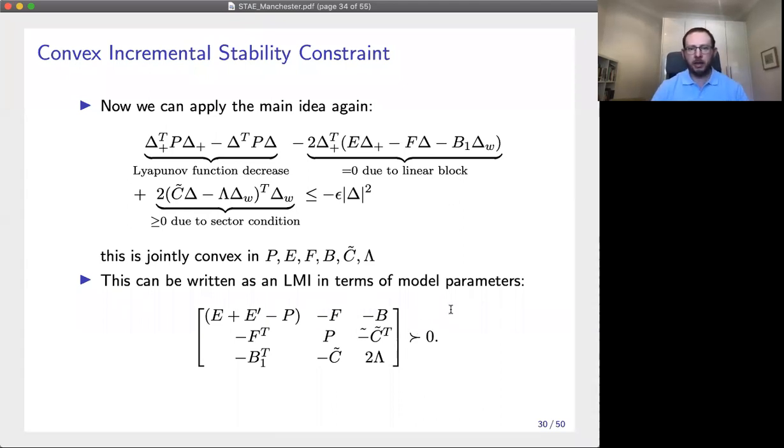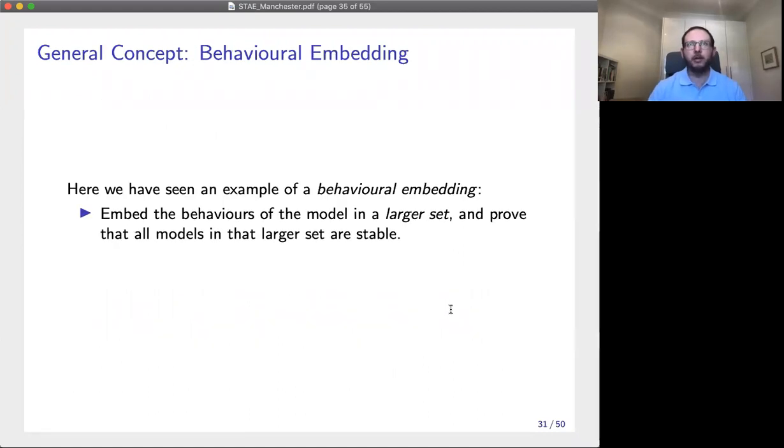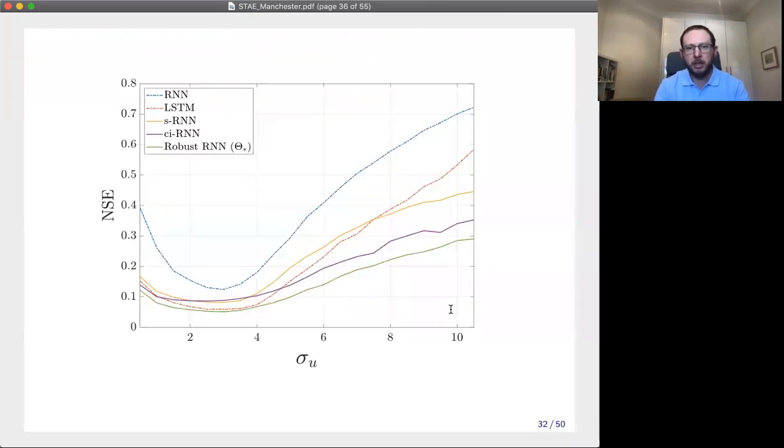Okay, so that's basically how we do it. The new thing compared to the linear case is that we've introduced what could be called a behavioral embedding. So basically, we embed the behaviors in the model in a larger set and prove that all models in that larger set are stable. And this is just some examples comparing our model, which we call robust RNN, in the green, to several other sets of models, some of which are guaranteed to be stable, some of which aren't. LSTM is the benchmark in RNNs.